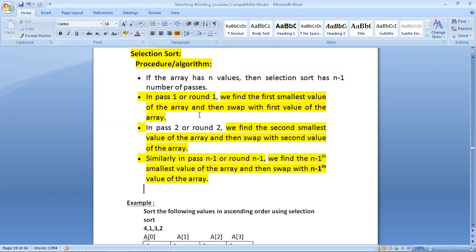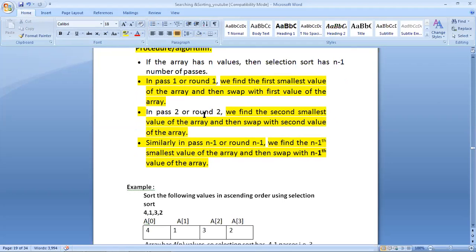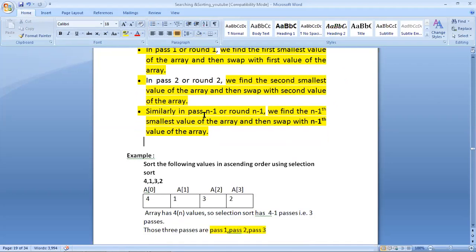So that is the procedure we follow to sort the values or elements of an array in ascending order. We see an example and try to understand the selection sort mechanism. See this example.